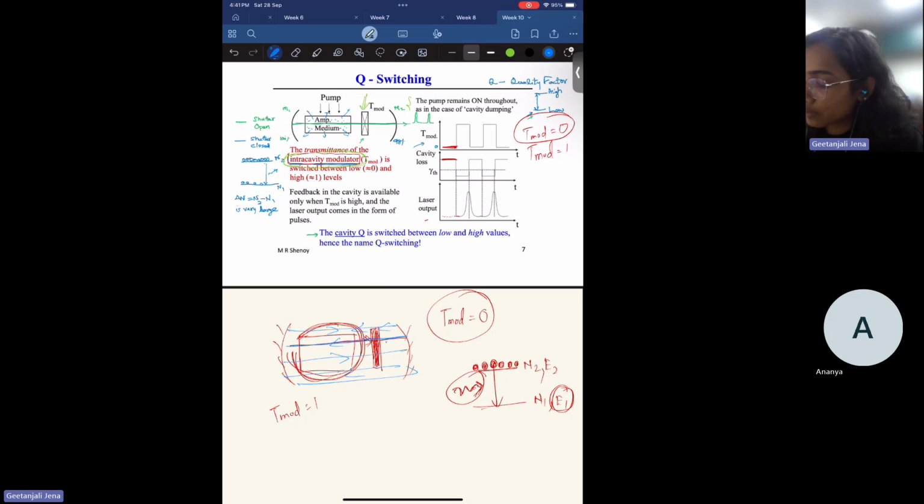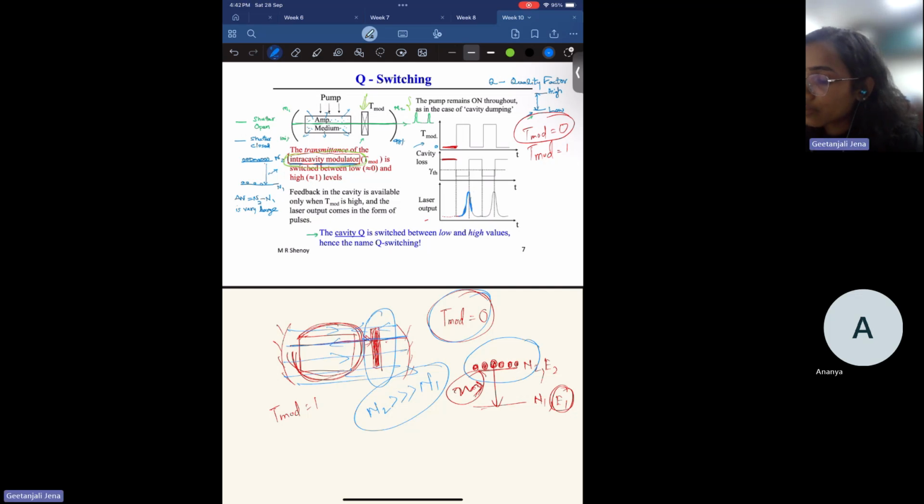Because of the initial condition, that is, initially we have T mod equal to 0, the shutter was closed, the population in the N2 level is much greater than the population of the N1 level. Because of that, we will see a high intensity of laser in the output, because the population is much greater than the initial case.